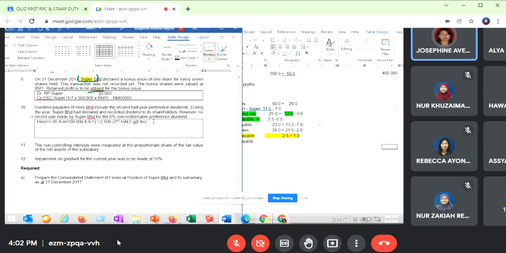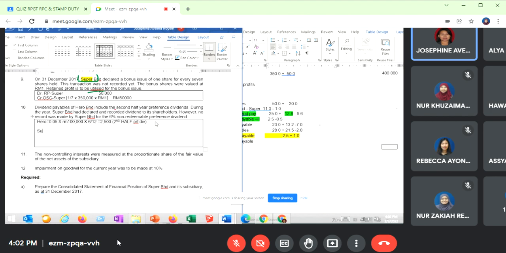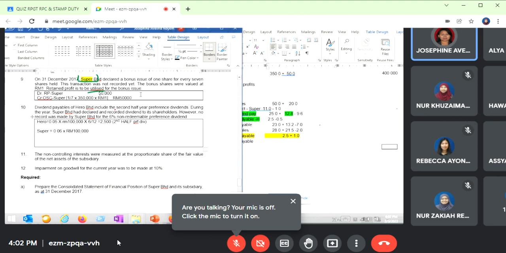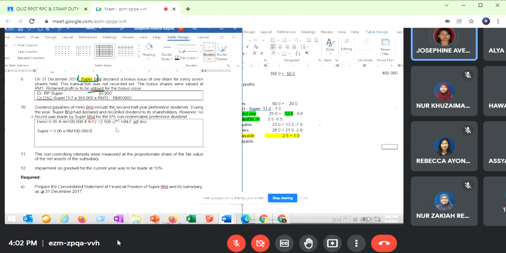Okay, now we look at the parent. So the parent's dividend is not the same, yeah? It's not 5%, but 6%. All right, and the nominal value of its preference share is 100. Right, and no record was made by Super for the 6%. That means the full amount is not yet recorded.